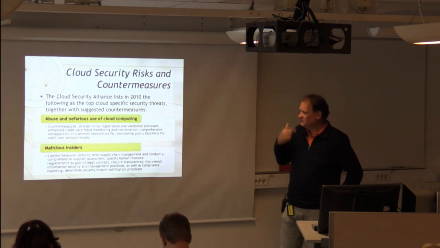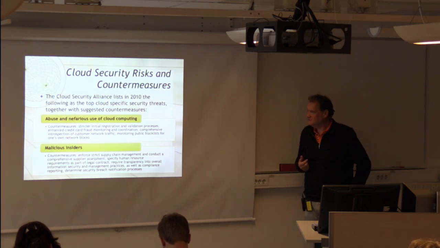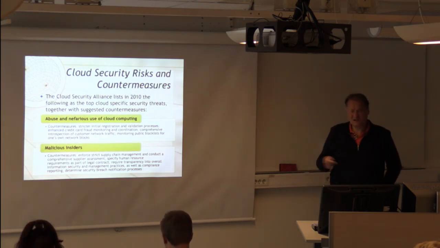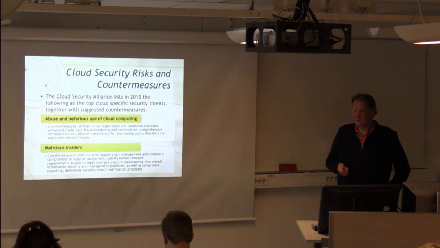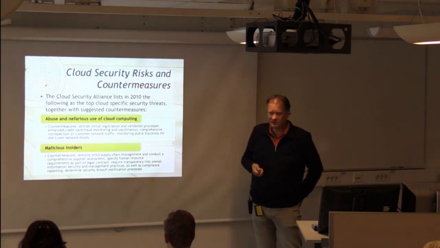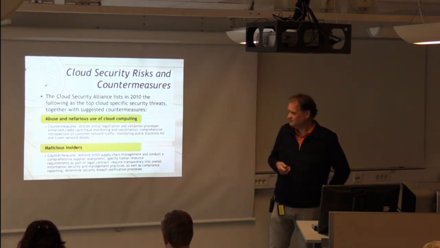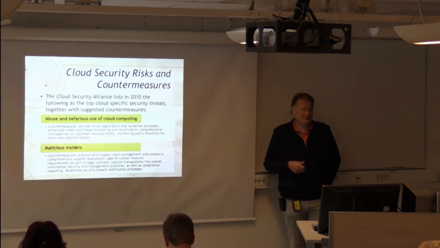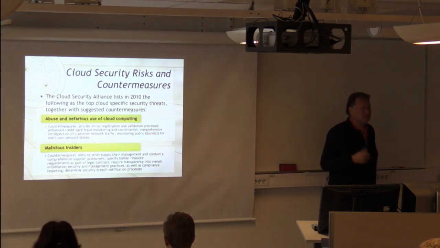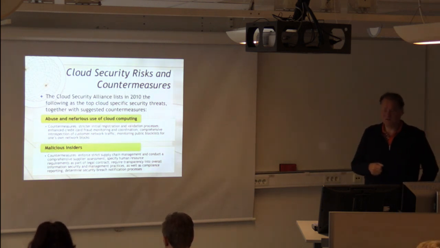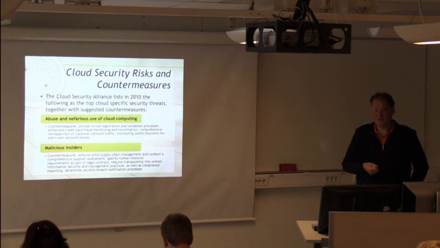Well, we start with this list from 2010 from something called the Cloud Security Alliance, which is an alliance between different cloud providers and security companies. And as you see here, they are talking about possible threats. The first one then, abuse and nefarious use of cloud computing. What would that be? Well, that would be that someone is using the cloud in the wrong way.